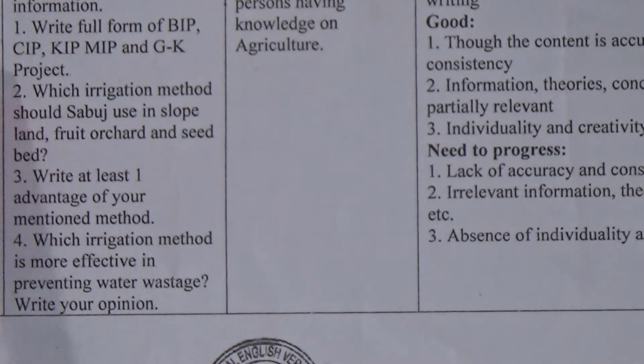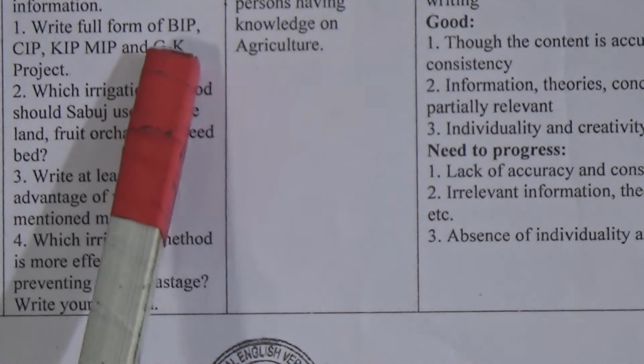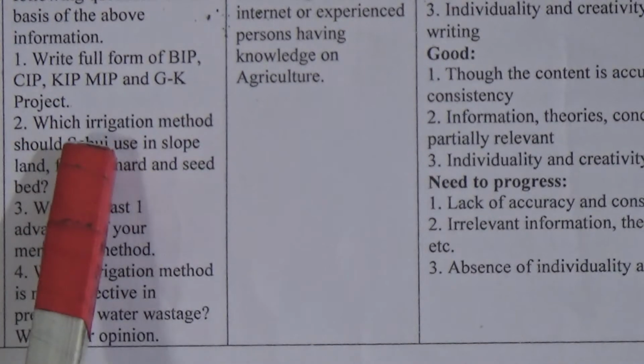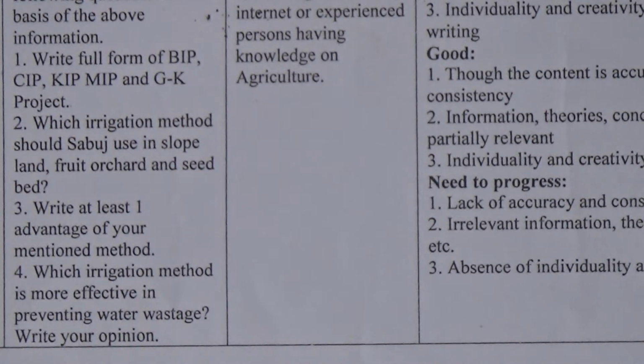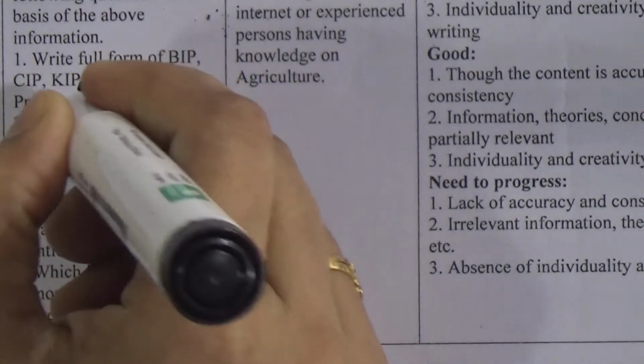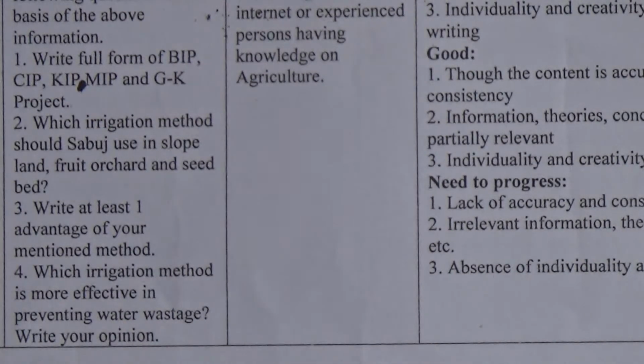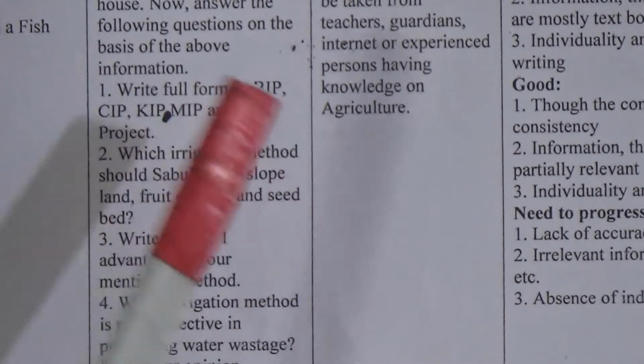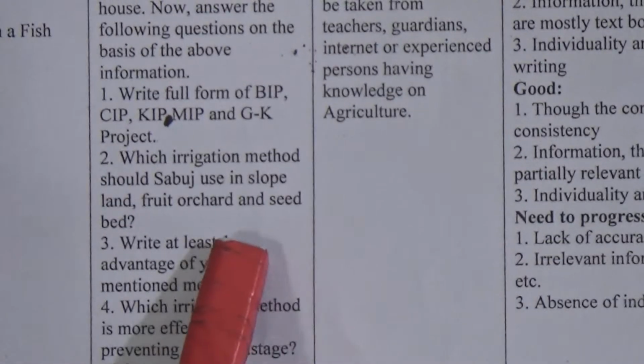It is asked that write full form of BIP, CIP, KIP, MIP and GK project. So what is the full form of this? BIP means Borishal Irrigation Projects. This is the knowledge based questions. So you must memorize this, practice this and you will get the answer in your book page 20. Then number 2. Which irrigation method should Shobuj use in slope land, fruit orchard and seedbed?